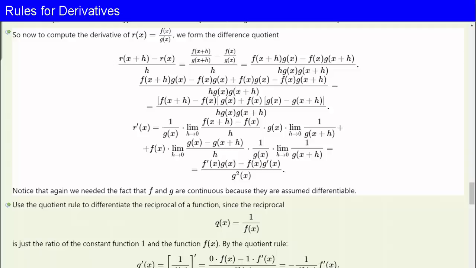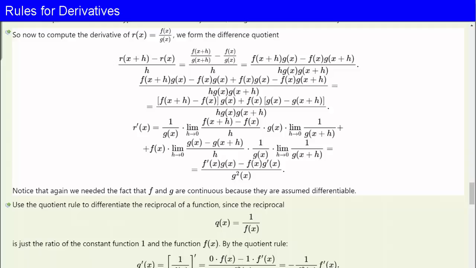And when we do that, adding and subtracting that product, and do a little factoring and cleaning up, we get exactly 1 over g of x times the limit as h goes to 0 of f of x plus h minus f of x divided by h, times the number g of x, times the limit as h goes to 0 of 1 over g of x plus h.